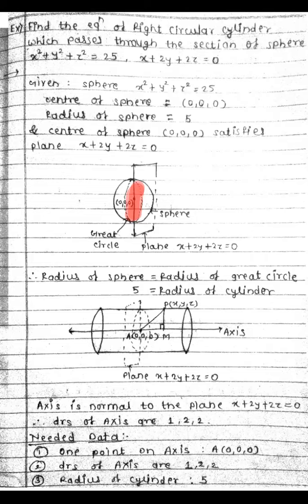So if any plane cuts the sphere at the center, you will always obtain a great circle. And the characteristic of a great circle is that the center and the radius of the sphere are exactly equal to the center and radius of the great circle. So here the radius of the sphere is 5, so the radius of the great circle is also 5.